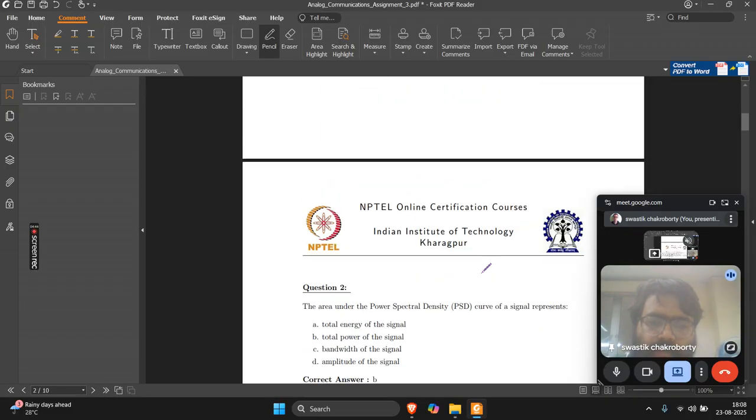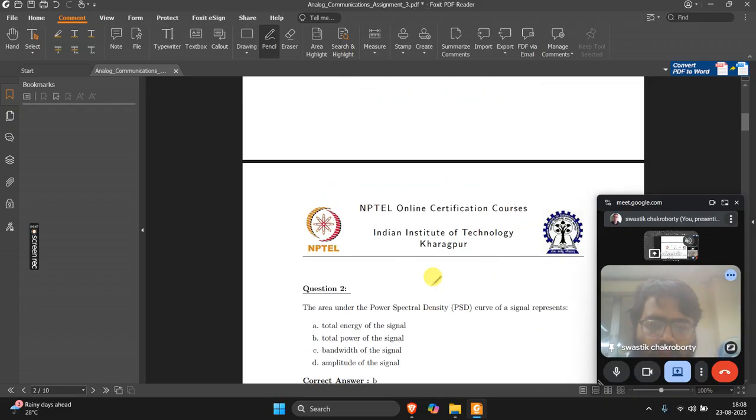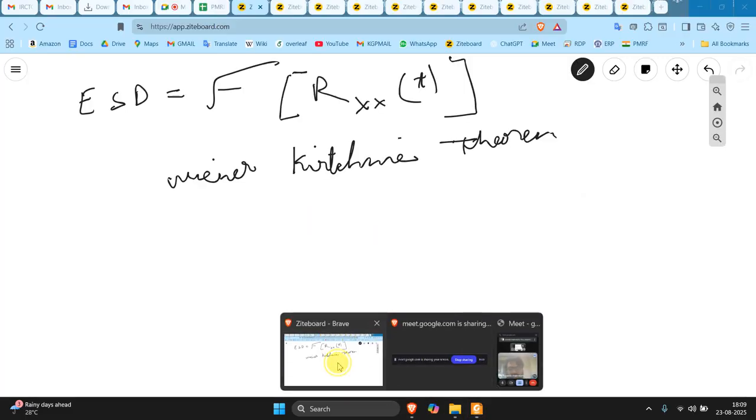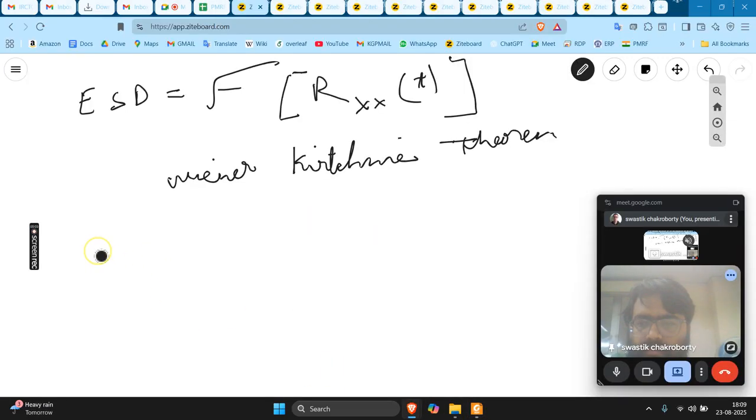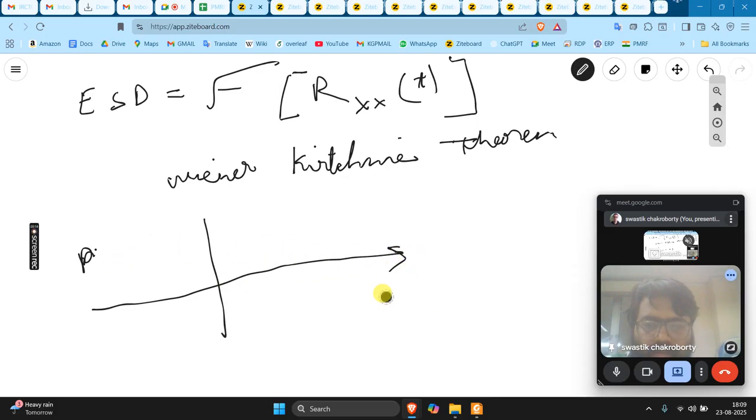Next, the area under the PSD. What does that represent? Does it represent the total energy, the total power, bandwidth, or amplitude? So PSD basically means the distribution of power in the frequency domain. Here you have frequency and you have some kind of a distribution of power in this frequency domain. So what does this area represent?